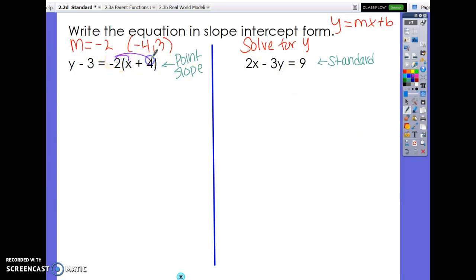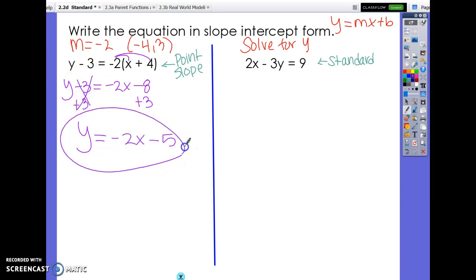Let's start off by distributing, or multiplying, that -2 by everything in our parentheses. Well, y minus 3 does not change. -2 times x is -2x. -2 times 4 is -8. And then we need to add 3 on both sides here. Well, those cancel each other out. y equals -2x minus 5. That is our slope-intercept form.